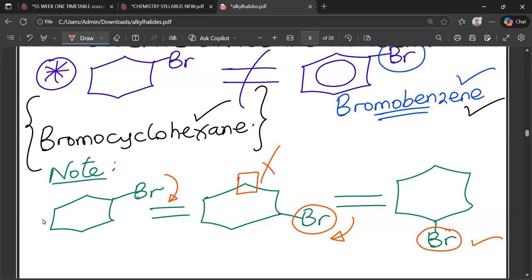These rings, they just change. Because bromobenzene will never change. Even if they bring that Br and put it here, it will still be bromobenzene, because we believe they have just rotated the ring. So nothing has been done, and we are always safe. Okay? So bromocyclohexane. Very nice name.